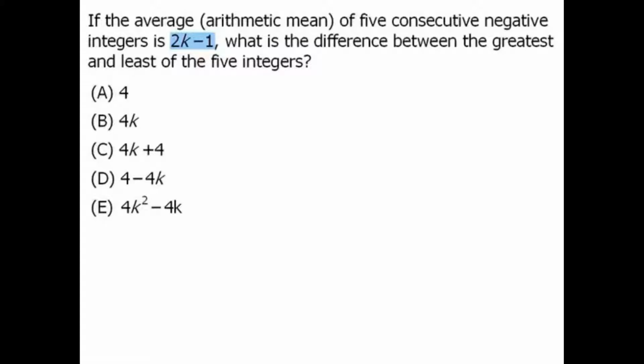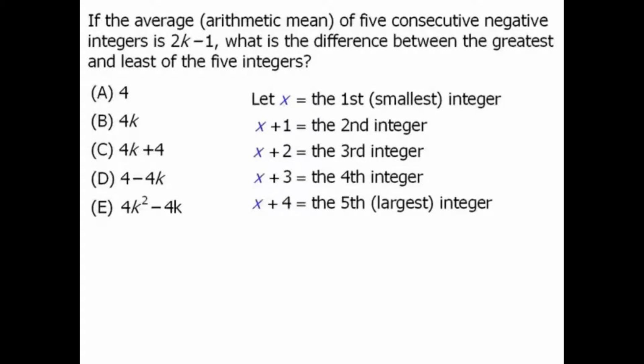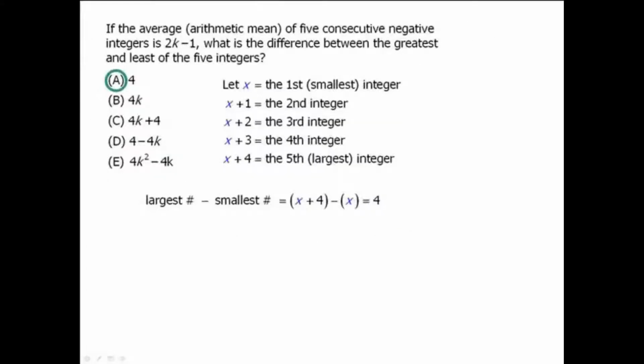So to solve this question, we're going to let x equal this first number. This means that x plus 1 will equal the second number, x plus 2 the third number, and so on. We want to find the difference between the greatest number and the smallest number. So, the largest number will be equal to x plus 4, and our smallest number is equal to x. So as you can see, our difference is 4, and our answer is A.